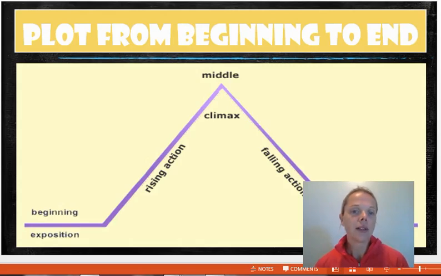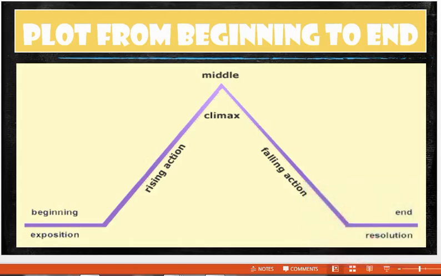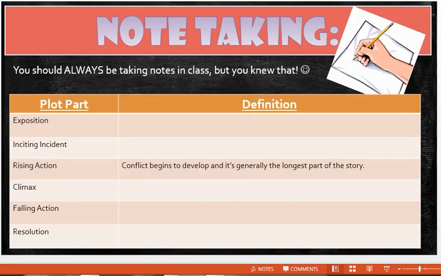This is what a plot line looks like. A plot line looks like a big mountain. You guys have seen this before because I know it's introduced early on. And basically the story has a beginning, which we know is the exposition. It's when you meet the characters and the setting. We have the rising action, and then the middle of the story, or the climax, the most exciting part, the most dramatic, the most problematic. And then things start to resolve themselves, called the falling action, and they get better towards the end, which is the resolution.